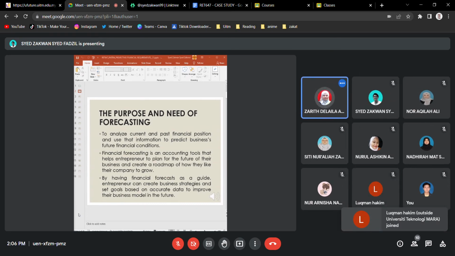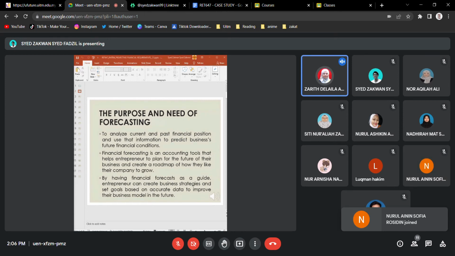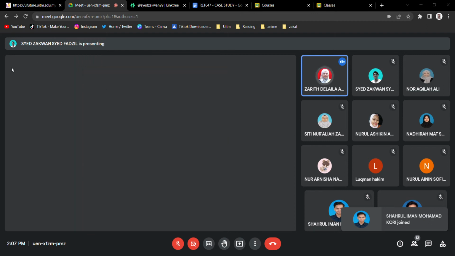Okay, and by having this financial forecasting, it actually helps us in terms of giving guidance, especially we as entrepreneurs. If we have this financial forecasting, it can help us in terms of providing the guidance, so that we as entrepreneurs can create our own business strategy and we can set the right goals based on the accurate data that we have.